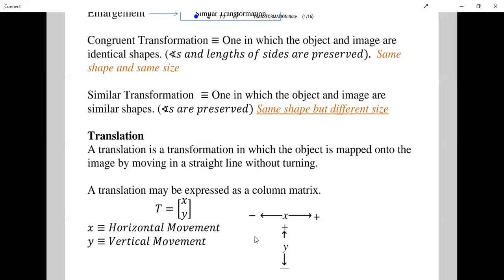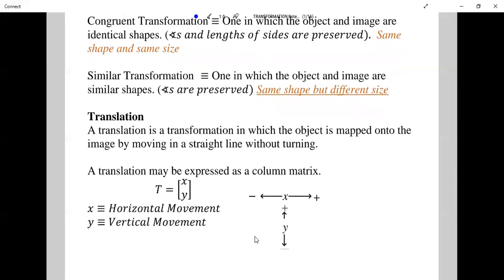Now, a similar transformation is one in which the object and the image are similar shapes, and in brackets, I have angles are preserved. So same shape, but different size. So with a similar transformation, which is the enlargement, the angles are preserved, meaning that the object and the image have the same shape, but they are different sizes. With a congruent transformation, the object and the image have the same shape and the same size.